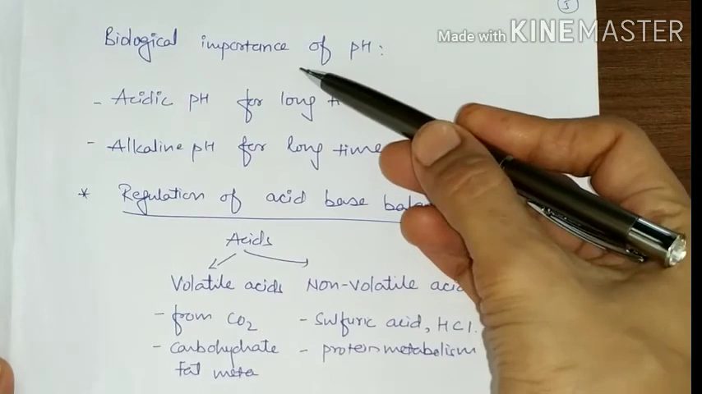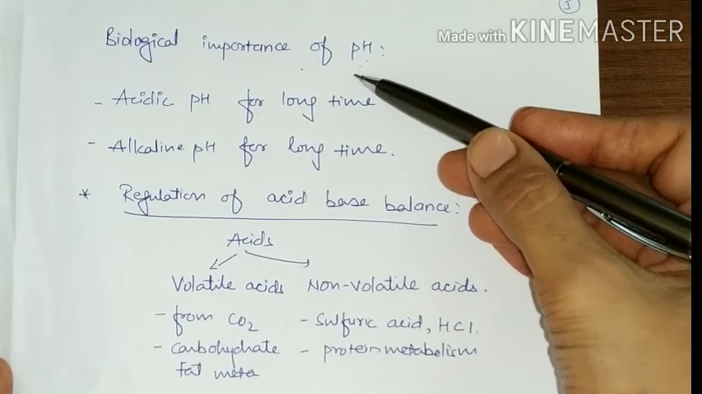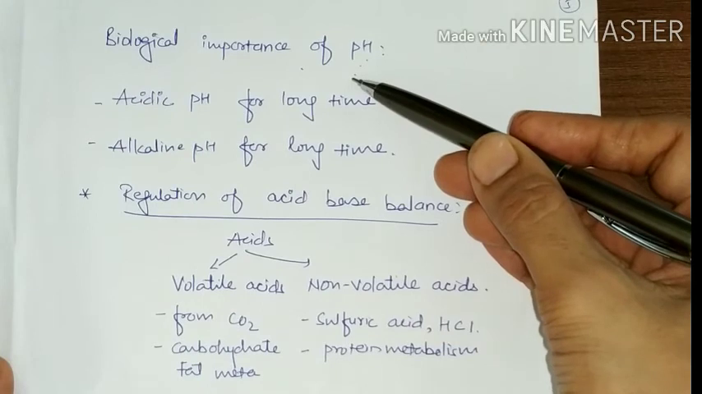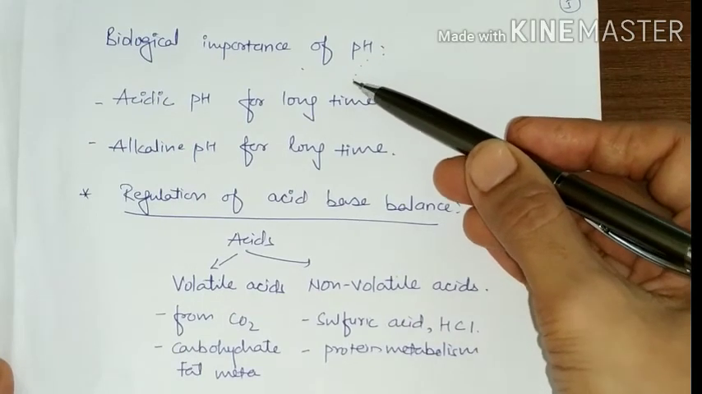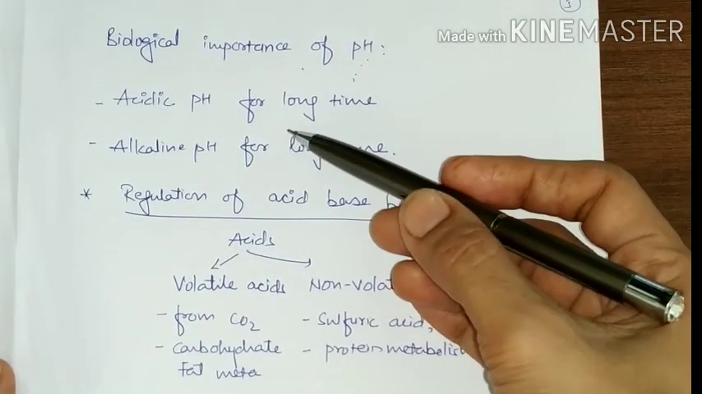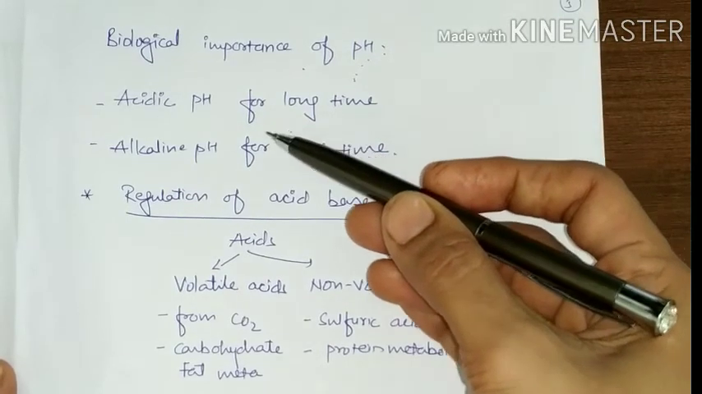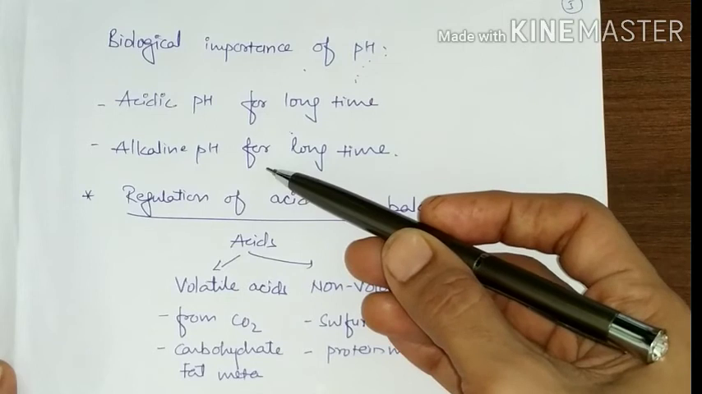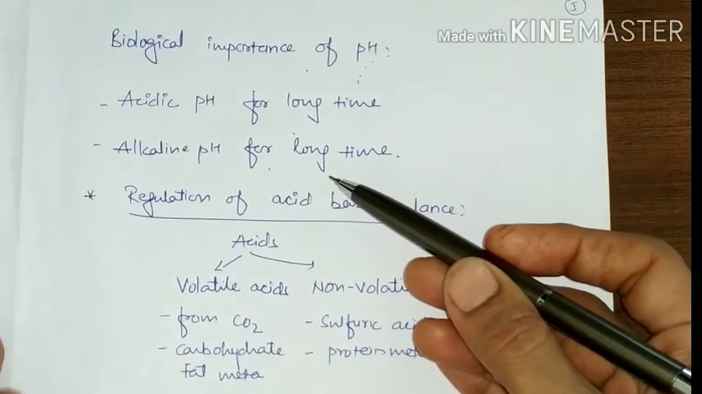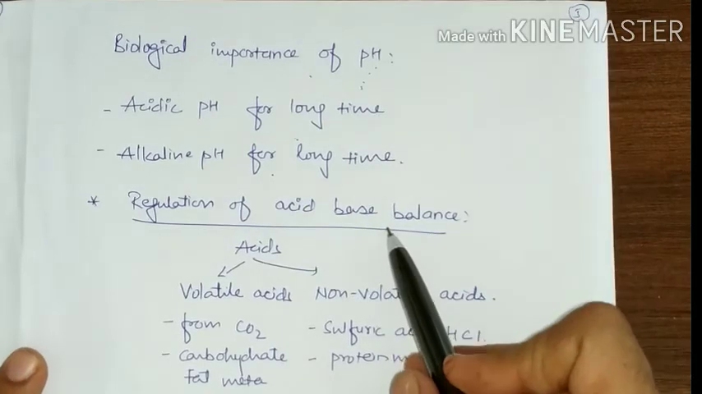Now, what is the biological importance of pH? pH affects enzymatic activity, and each enzyme has an optimum pH for its action. When the pH is above or below this optimum pH, enzymatic activity decreases. For example, if the pH becomes acidic for a long period of time, there is depression of the nervous system that results in coma and death. And if the pH is alkaline for a long time, then excitability of neurons is increased and that results in convulsion.